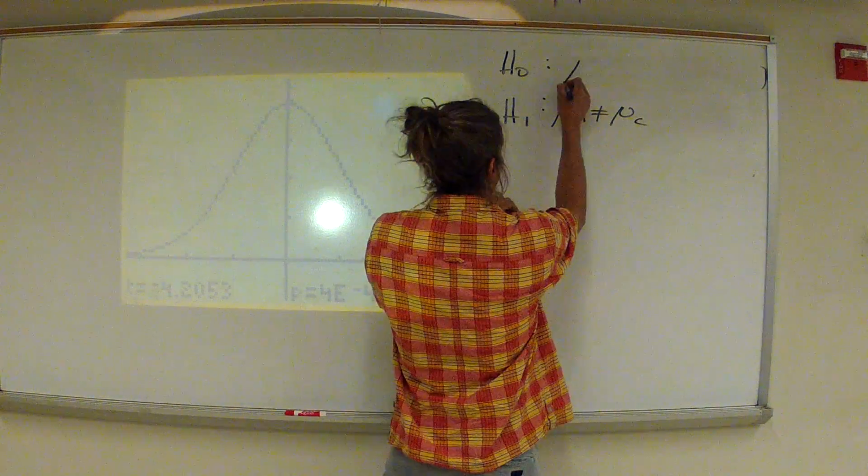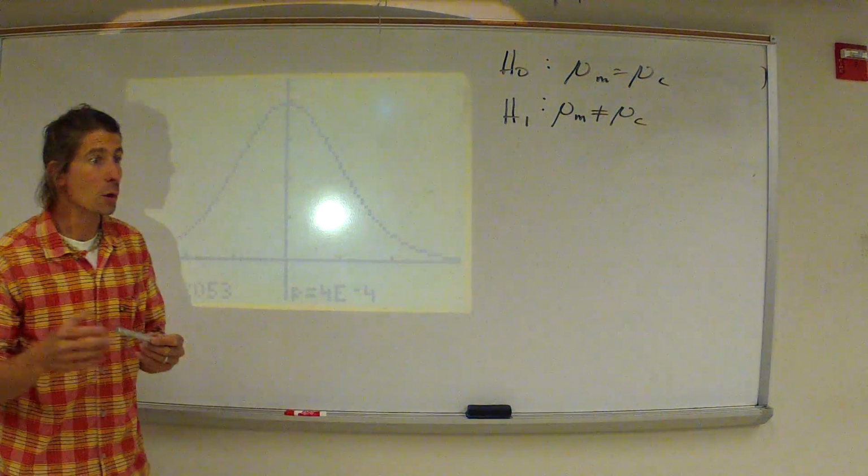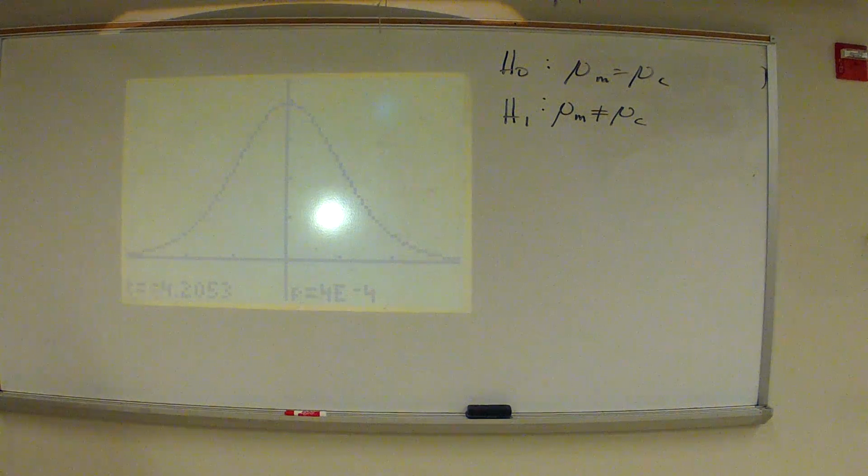The null would be the exact opposite of that: they're the same, that there is no difference between them. And those numbers are going to tell us who we believe. Those numbers are going to tell us if we believe one or the other.